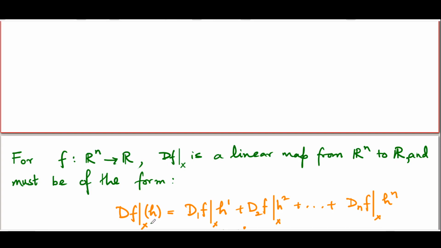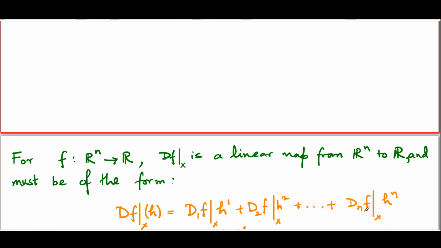you must get a linear combination of the elements of h. h has components h1, h2, h3 up to hn. For reasons that will be clear soon, we write those indices not as suffixes but superfixes. So these are not powers but indices. And you have to multiply h1 by a number, h2 by a number, hn by another number, and add them all together. This is what d of f at x acting on h is.